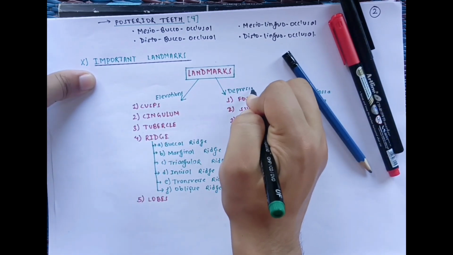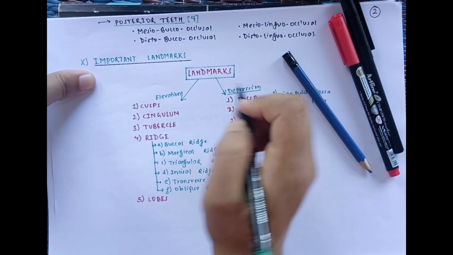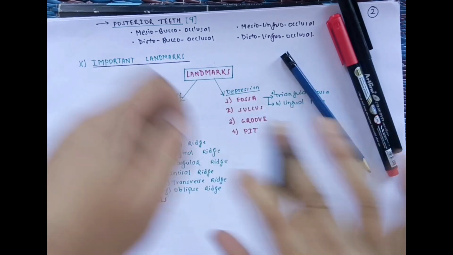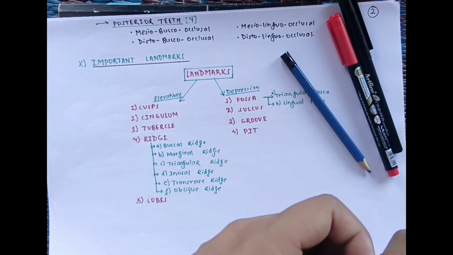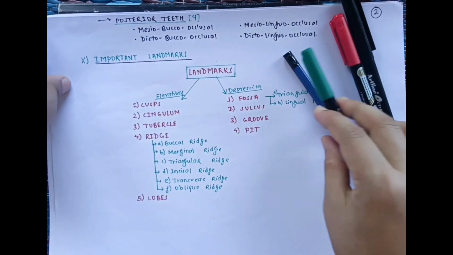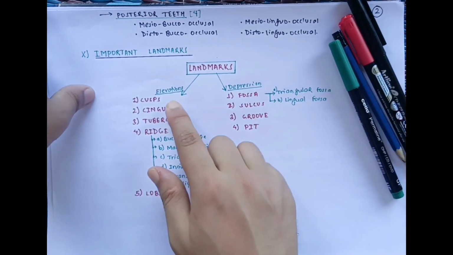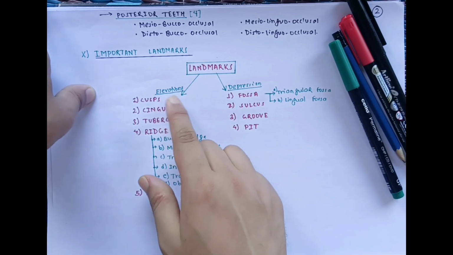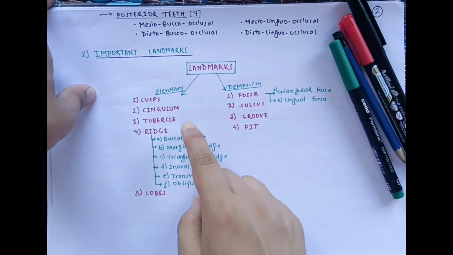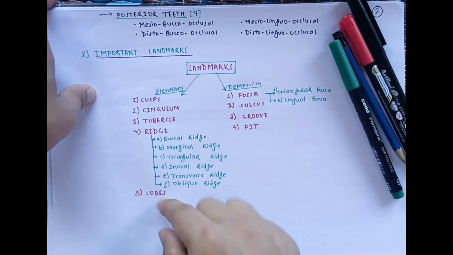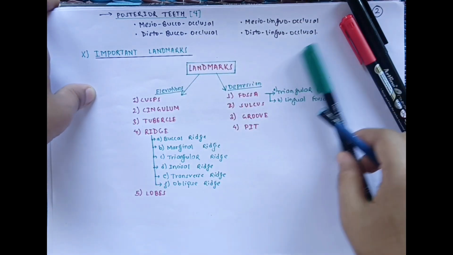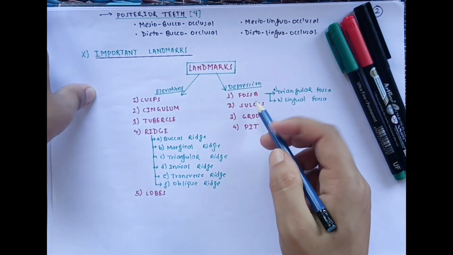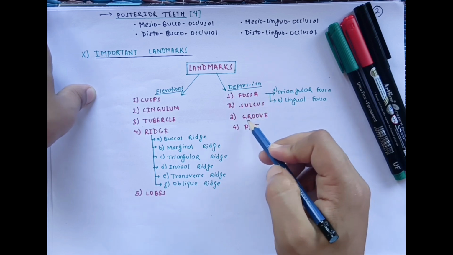So we divide landmarks into two particular groups. One is elevations, another is depressions. In elevations we have five important landmarks: cusps, cingulum, tubercle, ridge, and lobes. Similarly in depressions we have four landmarks: fossa, sulcus, groove, and pit.